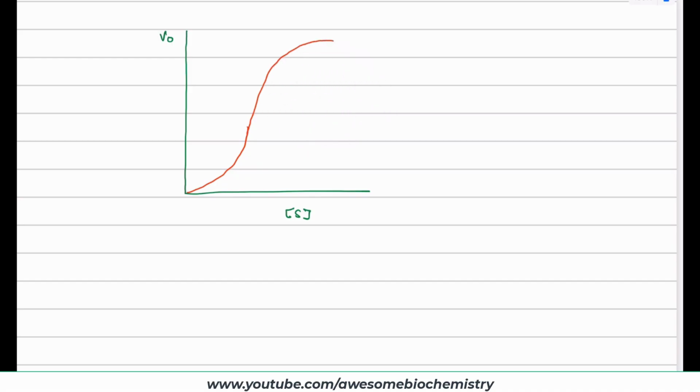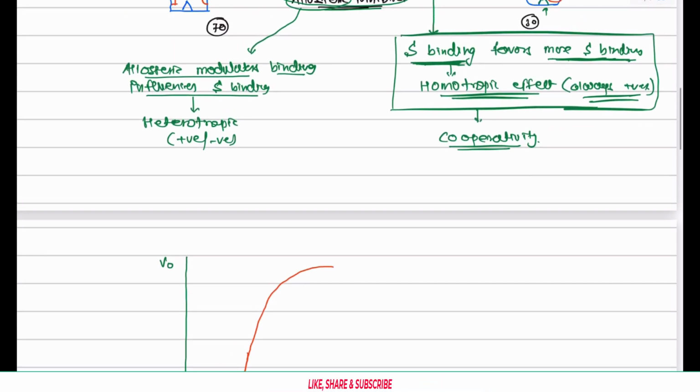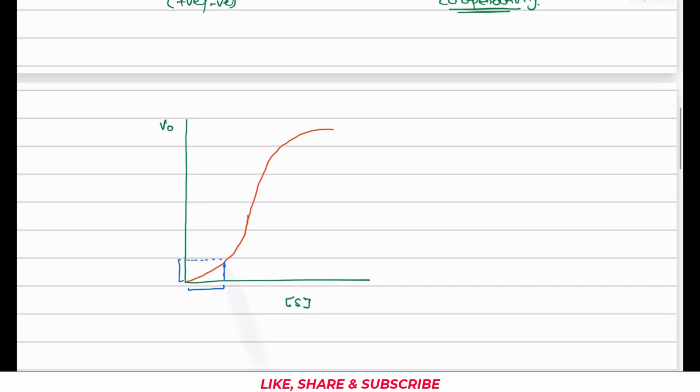of graph. Now why is a sigmoidal graph seen in the case of an allosteric enzyme? See what happens. Initially, when you go on adding substrate concentration up to a certain point, let's say up to this point, this much substrate concentration is increased, and simultaneously this much velocity is increased. But we know that one substrate binding favors more substrate binding. So after a certain point, if you go on increasing the substrate concentration up to this point, then how much substrate concentration is increased? This much, which is slightly larger than the earlier phase.